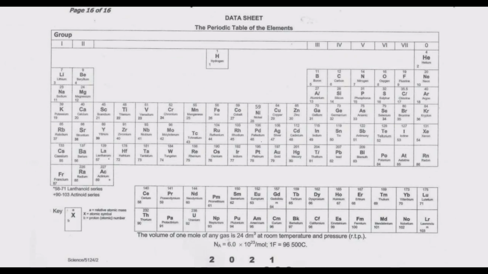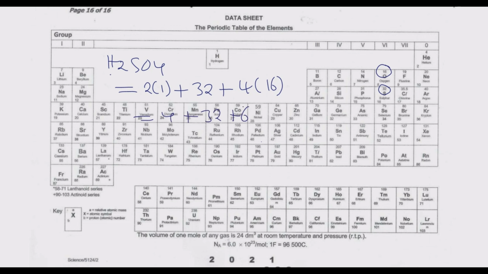If you go to the periodic table, this is the formula for sulfuric acid. How many hydrogens? There are 2, so it will be 2 times 1. Then sulfur has a mass number of 32, there is only one sulfur, so 32 plus. Then oxygen, there are 4 oxygens and 16, so it will be 4 multiplied by 16. Once we add this, we get 2 plus 32 plus 64. We are going to end up with 98. So 98 is the relative molecular mass.